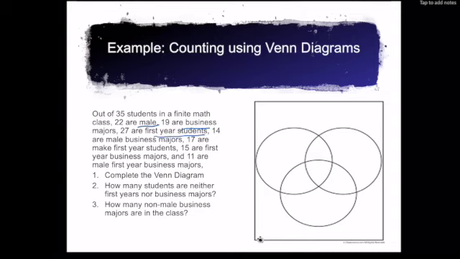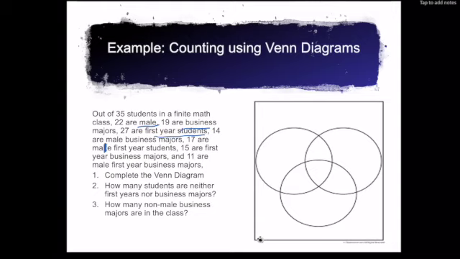These are my 3 groups, but now I have 14 that are both male and business majors, 17 that are male first-year students, 15 that are first-year business majors, and 11 that are male first-year business majors.